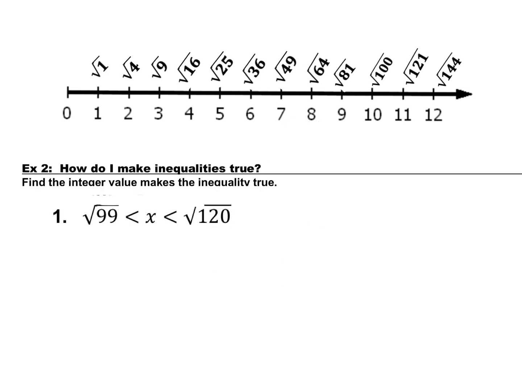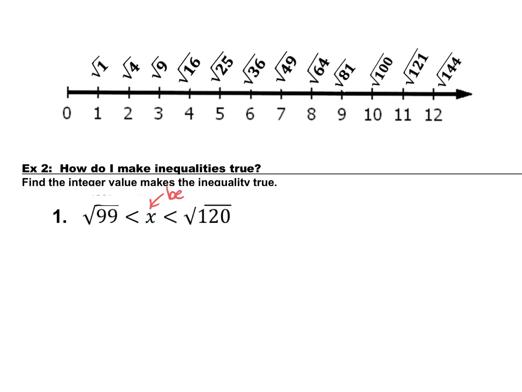All right, example number 2. How do I make inequalities true? It says find the integer value. Remember, integer is just a positive or negative whole number that makes the inequality true. And remember, when you have an x that's sandwiched in between two values, it means between. So we're looking for a number or an integer that's between.